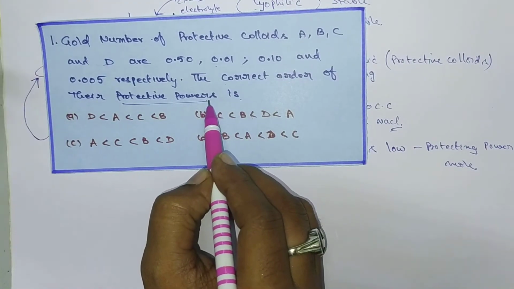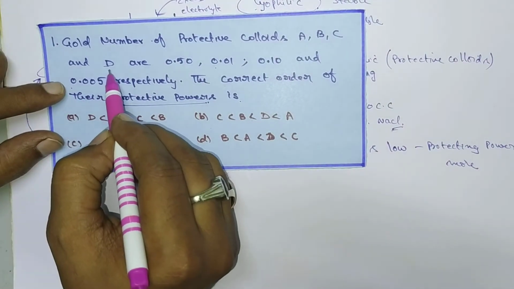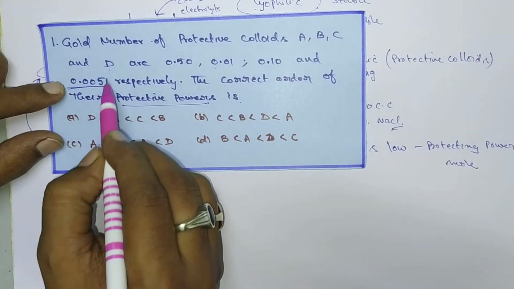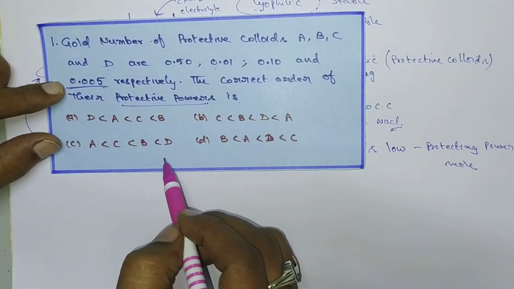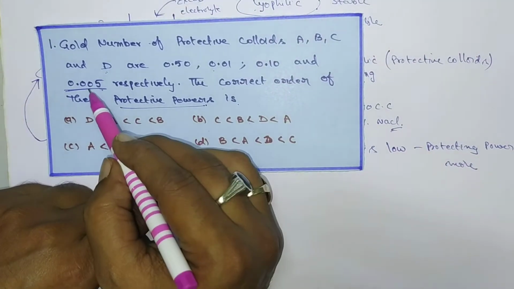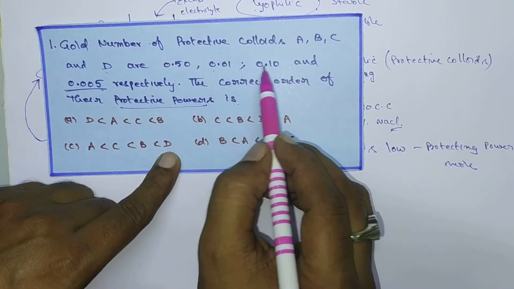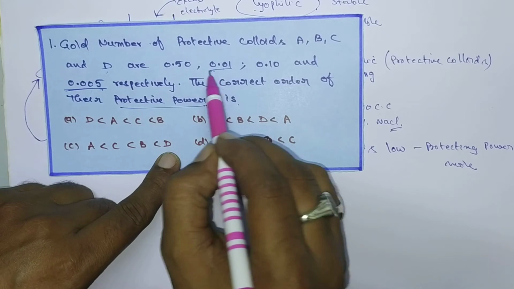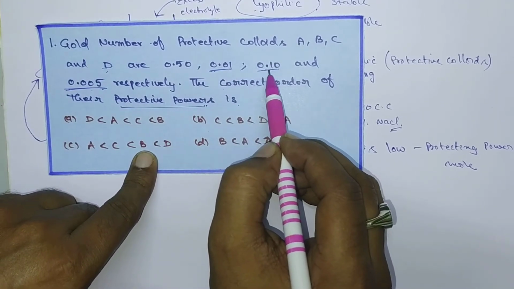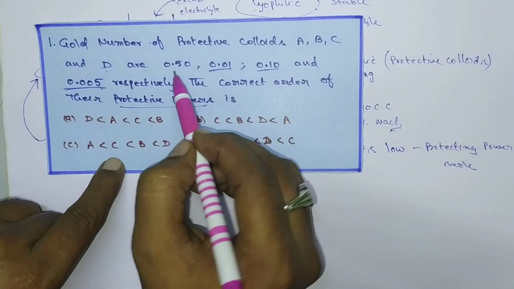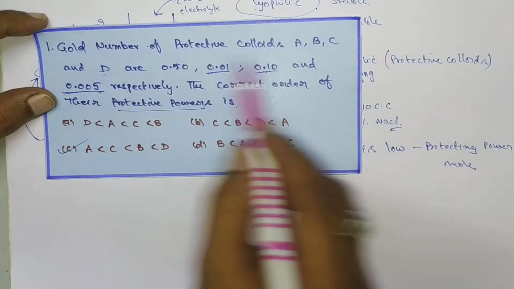If the gold number is less, the protective power is more. Which one is less here? This one. D has the lowest number, that means it has more protecting power. So D will have more protective power. Then the next one, 0.001, this one, that means B, and next this one, this is C, and next one A. So this is the correct order. So C is the correct order of protecting power.